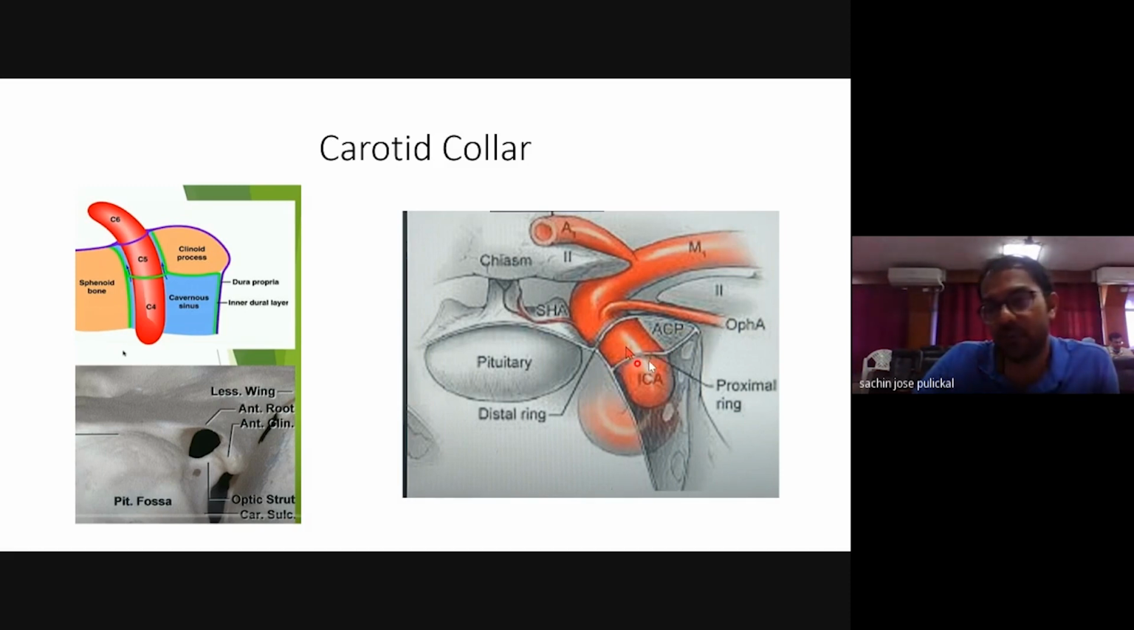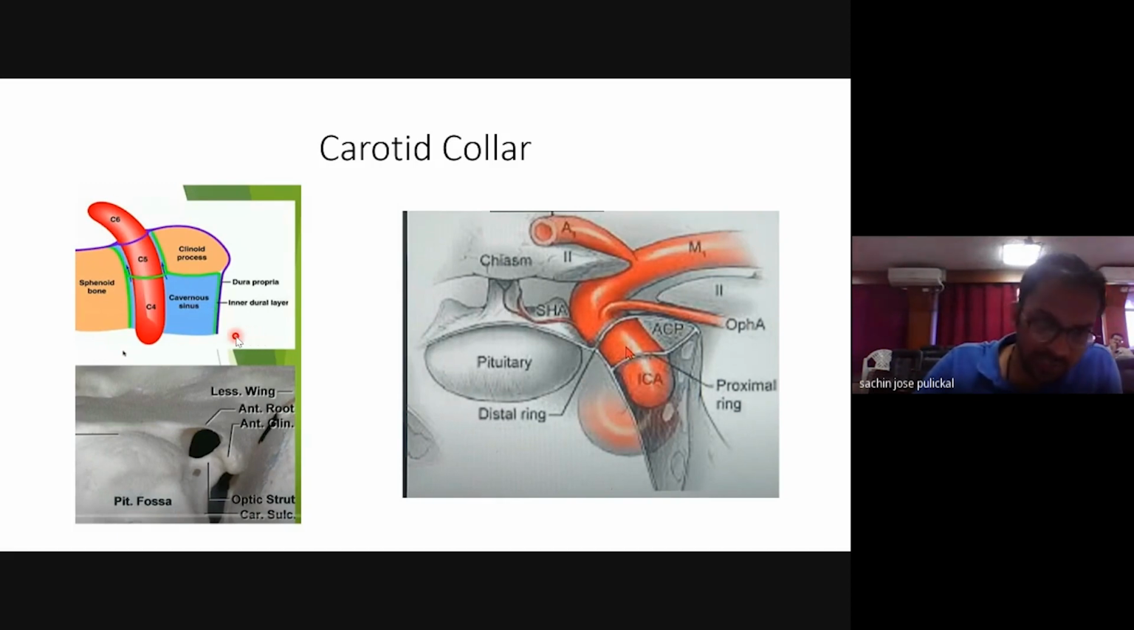One dural fold is created at the roof of the cavernous sinus. This is called the proximal dural ring. Another dural fold is created at the entry point into the subarachnoid space, which is called the distal dural ring. The part of the ICA between the distal dural ring and the proximal dural ring is called the clinoidal ICA, and this collar of dura is called the carotid collar. The carotid collar is technically a channel created by dural folds through which the clinoidal ICA courses, and it is situated medial to the clinoid process.